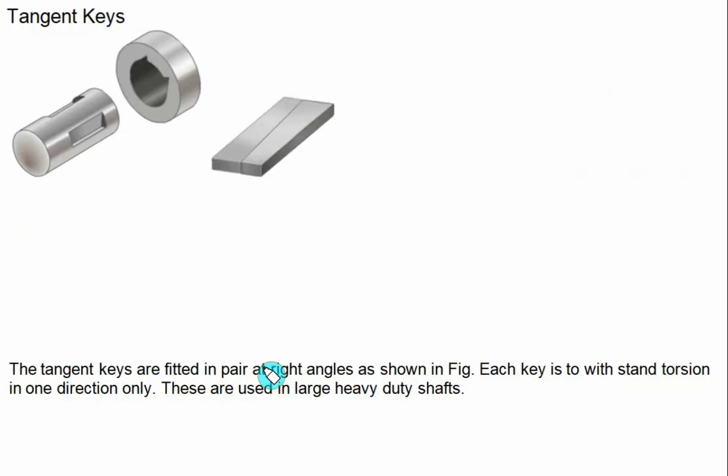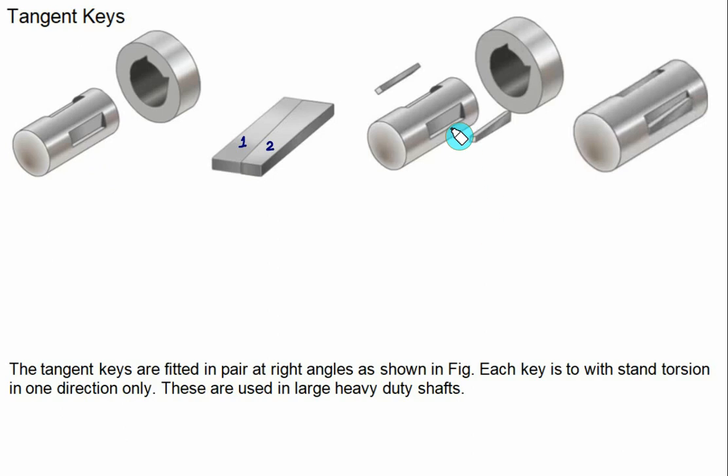When we are required to transmit very large power, in that case we have to use the tangent key. The tangent key is shown in the figure. Basically it consists of two keys, key 1 and key 2. Together it is called a tangent key, and the slots are made at an angle equal to 90 degrees. In this slot keys 1 and 2 are inserted. So in this rectangular slot the key is inserted, either portion 1 or 2. Here portion 2 is inserted.